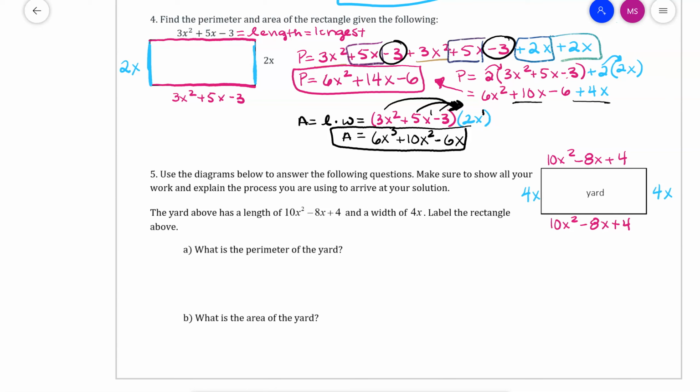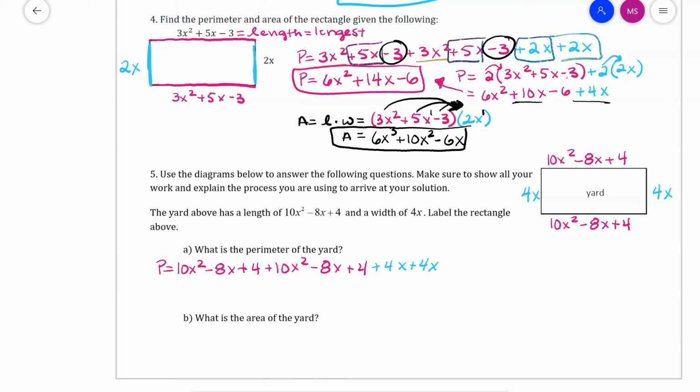All right, we're going to look for the perimeter first. So perimeter equals all of the sides added up. So again, you can do it the long way and just write everything out, which is going to be 10x squared minus 8x plus 4. There's 2 of those, so I'm just going to rewrite that again. All right, and we have 4x plus 4x.